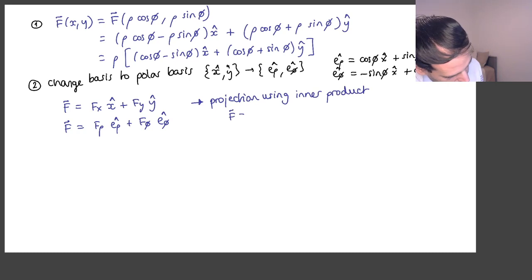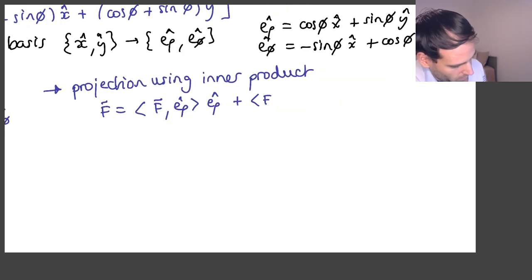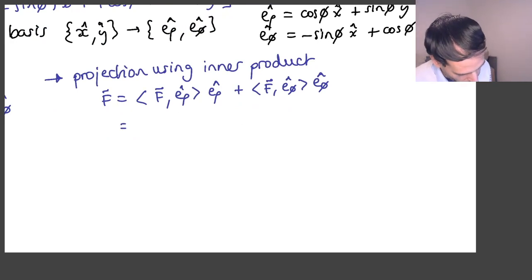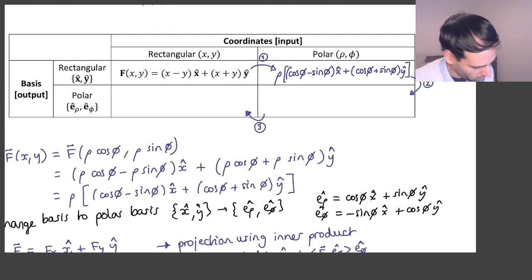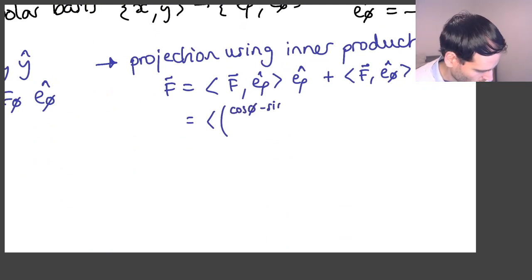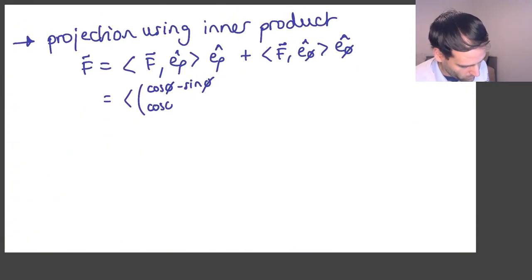Which was to say that f is equal to the projection of f into e rho hat in the direction of e rho hat, plus the projection into the direction of phi, which is the inner product of f with e phi hat times e phi hat. So let's do that. This is equal to the inner product between vector f, and we write this vector in the x hat, y hat basis. So we have cosine phi minus sine phi, that's the first component, and the second component is cosine plus sine. So this is vector f written in x hat, y hat.